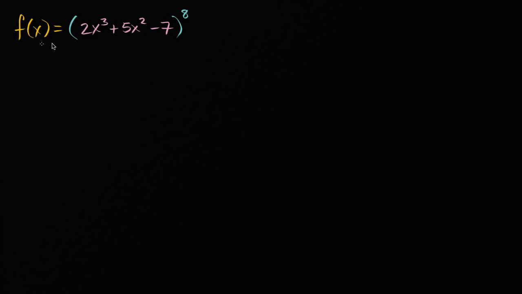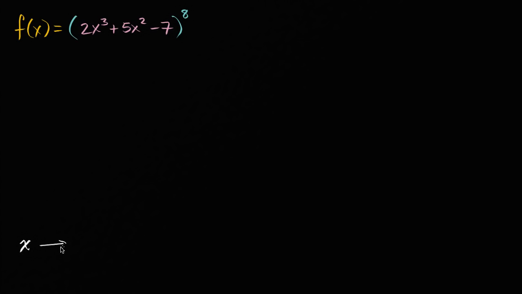So we've got the function f of x is equal to 2x to the third plus 5x squared minus 7, all of that to the 8th power, and we want to find the derivative of our function f with respect to x. Now the key here is to realize that this function can be viewed as a composition of two functions. How do we do that? Well, let me diagram it out. So let's say we want to start with, I'll do it down here so I have some space.